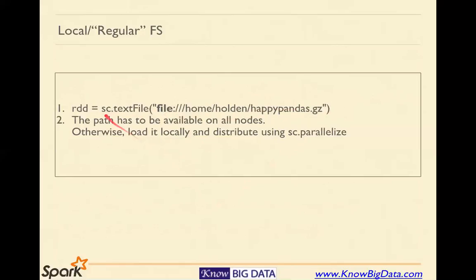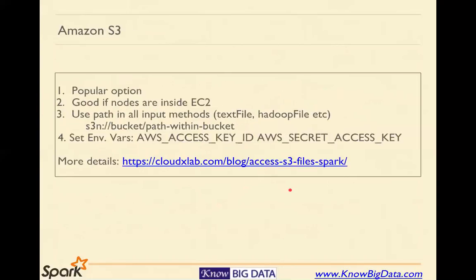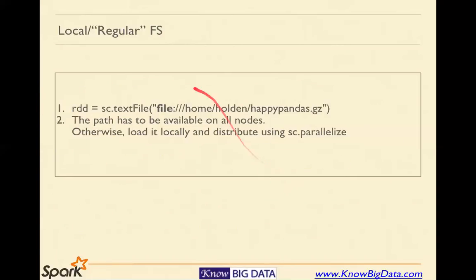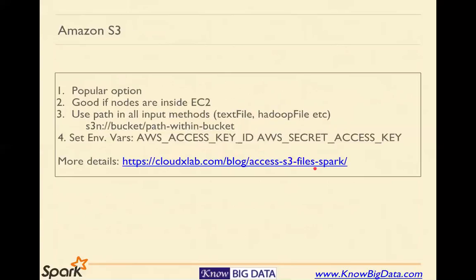Okay, so one way is you read the data like this from a local file, then you load it into an RDD like this, and then you can start parallelizing this and so on. Okay, so if the data is not available on all the machines, read it locally on the driver node and then distribute using sc.parallelize. Okay, the popular option of S3 is very straightforward, and you can actually use this.